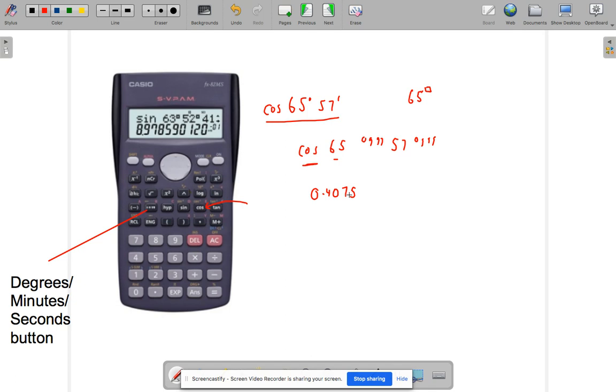Okay, so that's a pretty important skill we need to learn straight away. All right, let's move on. You can practice that with your own angles to get that 4-digit or 4 decimal place number.